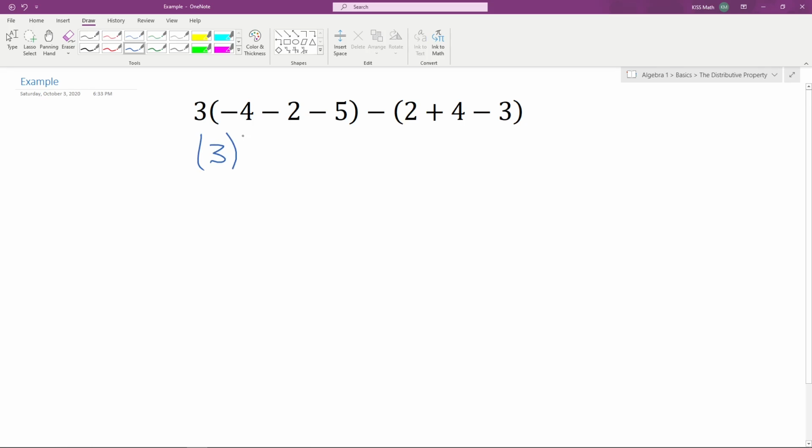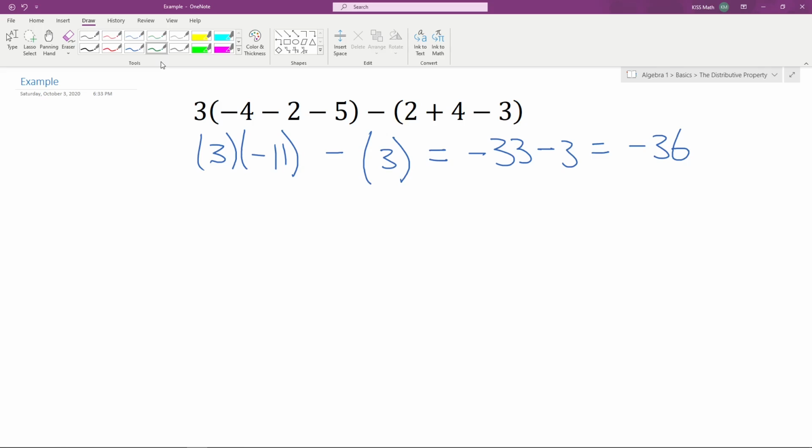have 3 times negative 4 minus 2 is negative 6, minus 5 is a negative 11 minus 2 plus 4 is 6 minus 3 is 3. And so this would just become a negative 33 minus 3 equals minus 36. So we know what the answer should be, but let's use the distributive property now to try and get the same answer. So let's look at this first piece here.